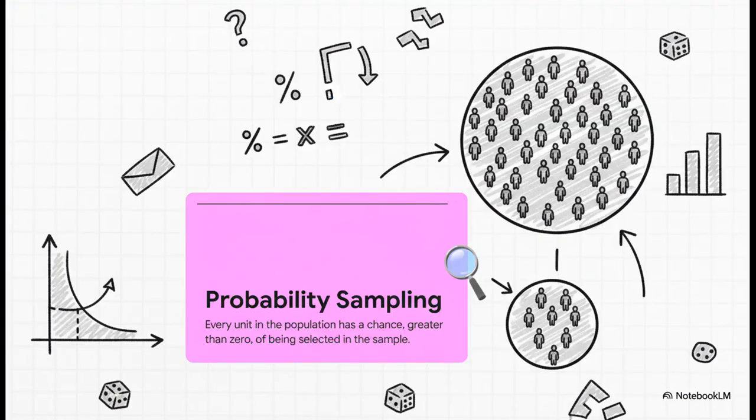So the key phrase you gotta remember here is a known non-zero chance. What that really means is we're not just picking people who are easy to find or who happen to be nearby. In a real probability sample, every single person in that whole population has a mathematical chance of being included. And that's the secret sauce that lets us create unbiased estimates about the entire group.